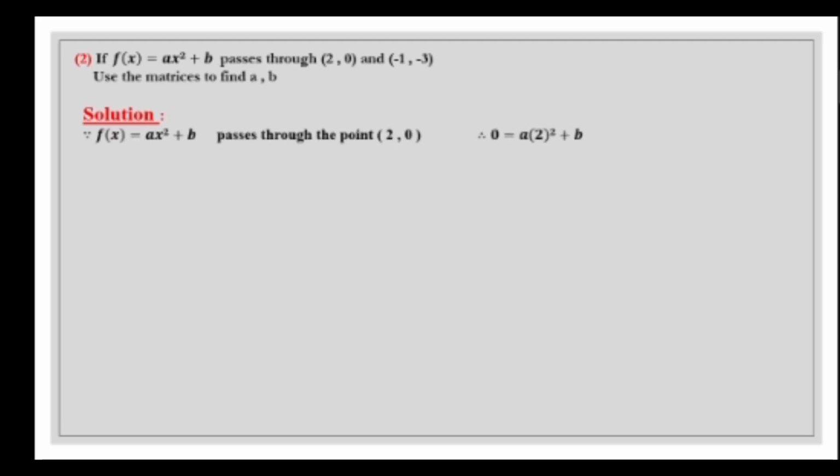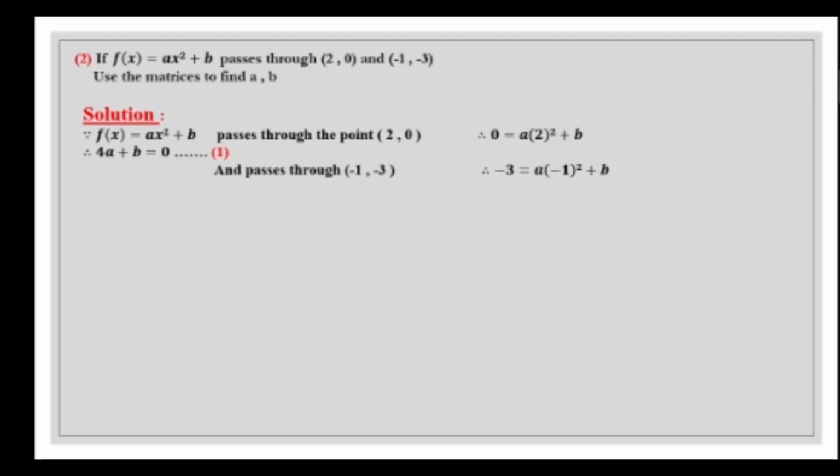Since f of x equals ax squared plus b passes through the point 2 and 0, therefore by substituting, 0 equals a multiplied by 2 squared plus b. Therefore 4a plus b equals 0. That's equation number 1.